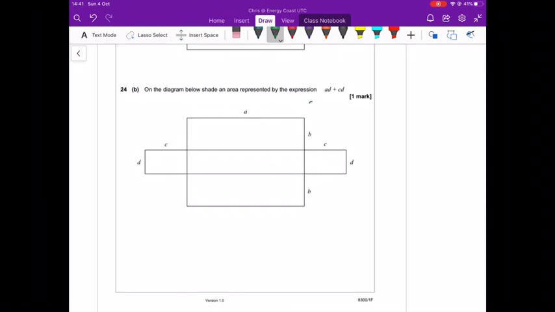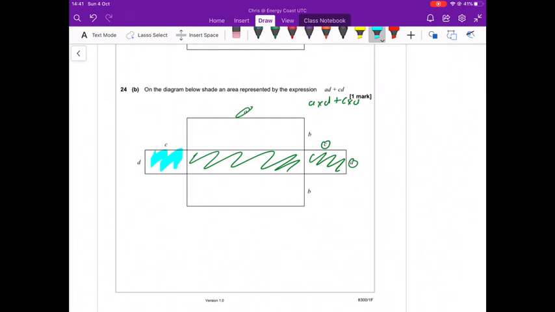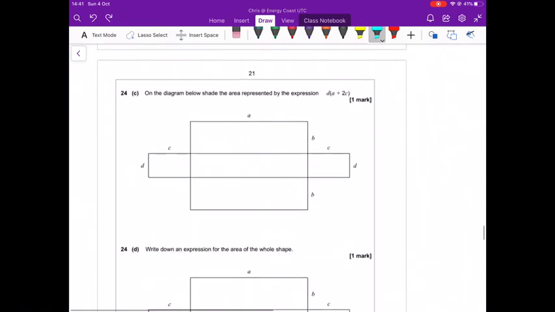Next one, AD. So I need an A times a D. Well, that's an A, which is the top bit, and a D, which is the middle bit, which is going to be that middle rectangle. So that's AD. And then I also need a C and a D. Well, there's a C there and a D there, so I could shade in those 2. I could have also shaded in that one there instead, but only one of the CDs, okay? So I'm going to just go with the right-hand side one, leave that, okay?